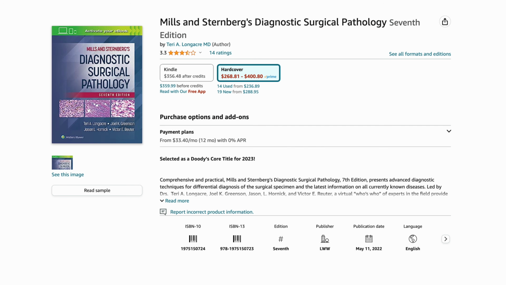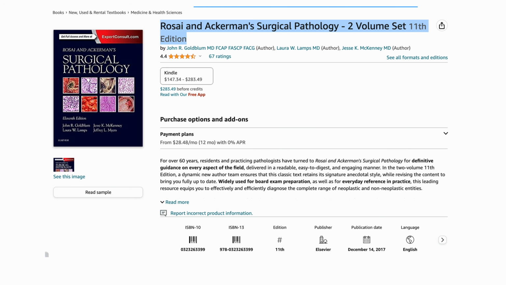But I would like to show two big ones here. The first one is Mills and Sternberg's Diagnostic Surgical Pathology, 7th edition. You can find almost anything that you wonder about common or rare conditions. The second one is Rosai and Ackerman's Surgical Pathology. This is another great resource, especially for gross pictures, and microscopic pictures are very nice. But as I said, these are definitely reference textbooks, so you may not need to read cover to cover, but you may want to have one of them.